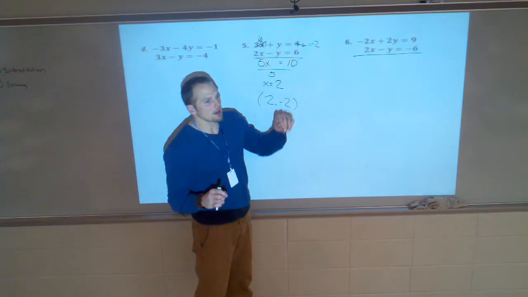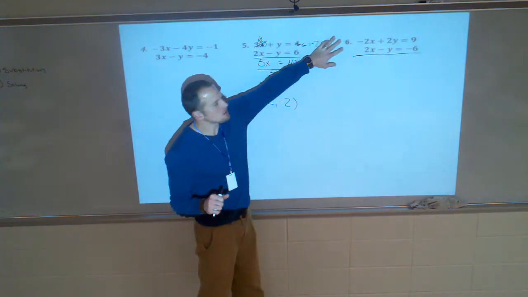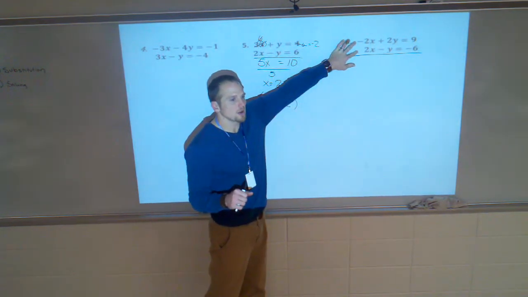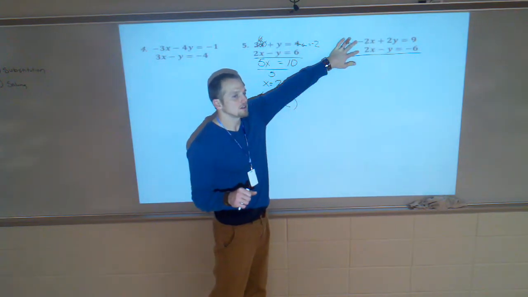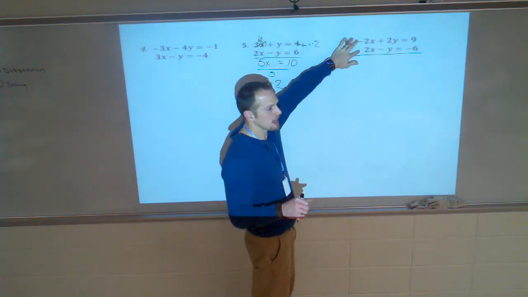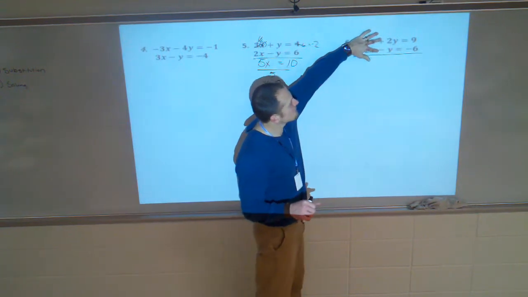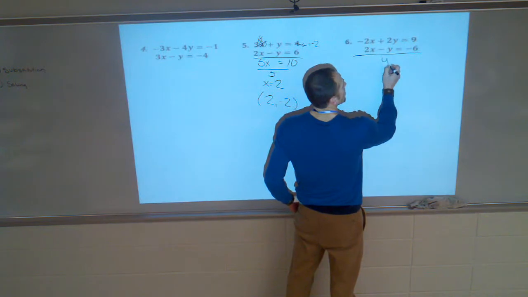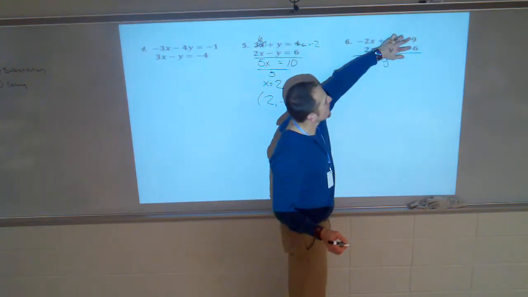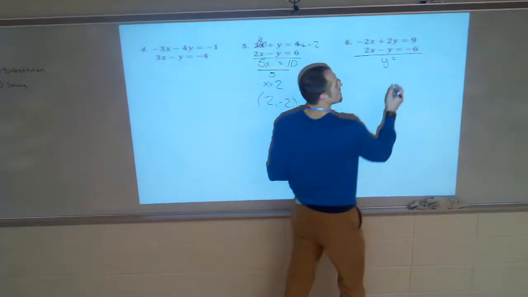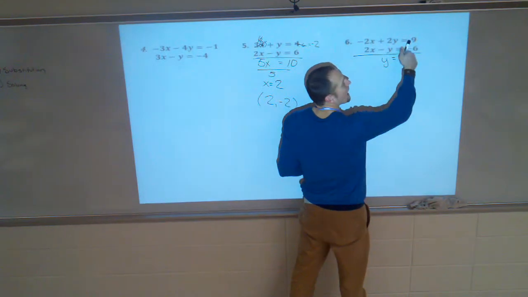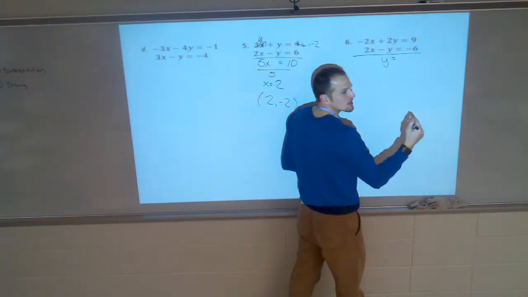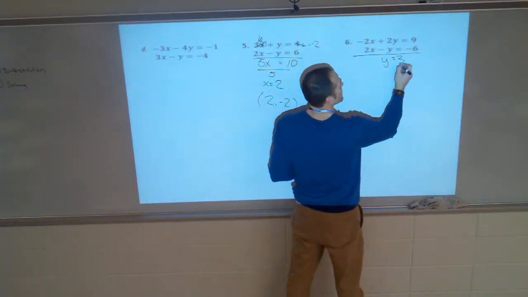Okay, when I combine this, negative 2x plus 2x. Henry, what's that? Negative 2x plus 2x? 0, right? It cancels out. Tiffany, positive 2y minus 1y is? 1y. And Danielle, 9 minus 6 is? If I go up 9 and back 6? Positive 3. Very good. All right.